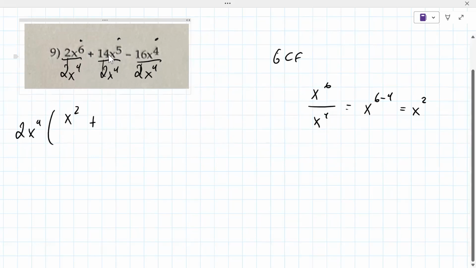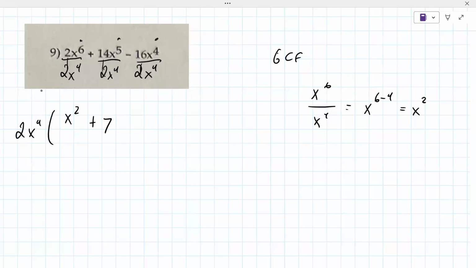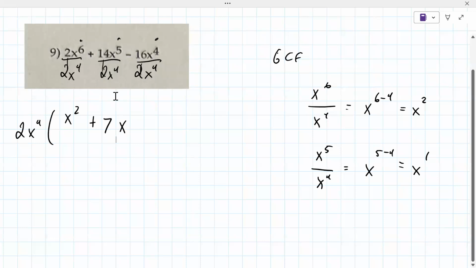All right, middle one here. What is 14 divided by 2? 7. And then x to the fifth over x to the fourth becomes x to the 5 minus 4, which is 1. And then 16x to the fourth over 2x to the fourth. What does that become? Negative 8.